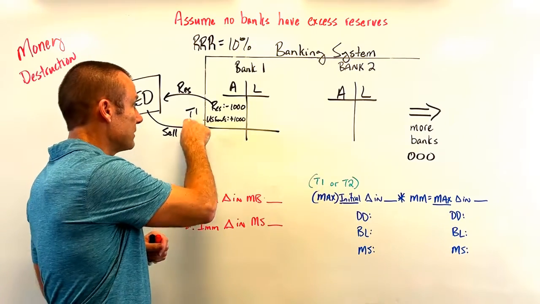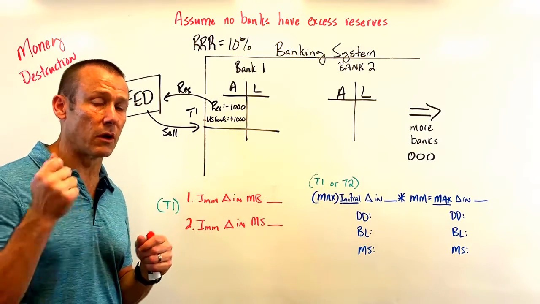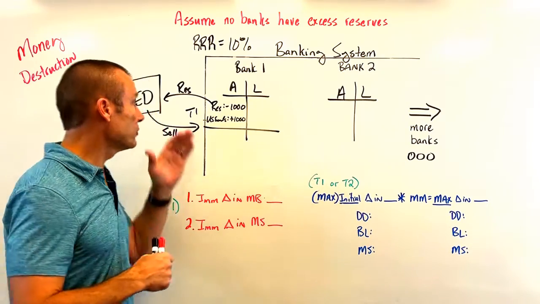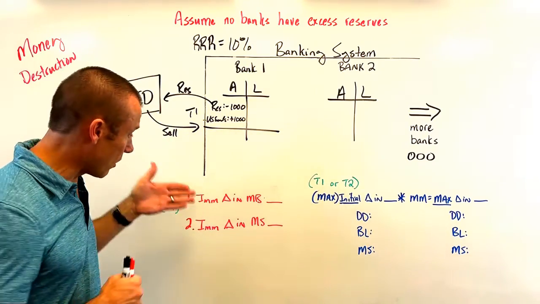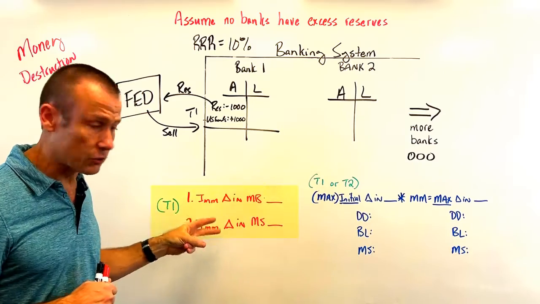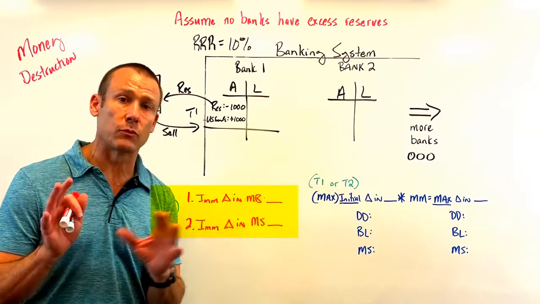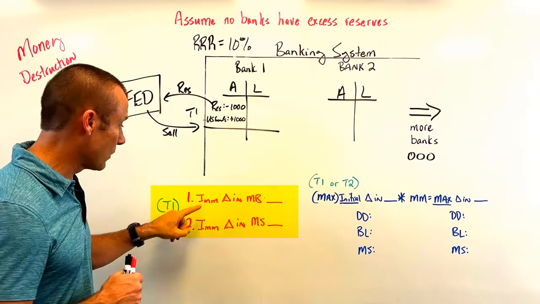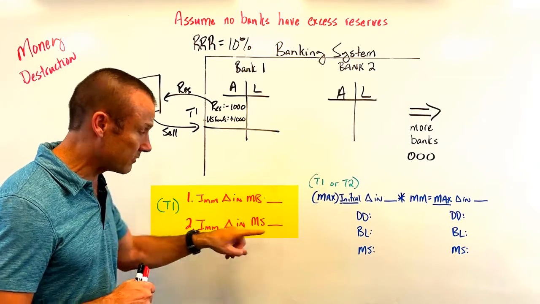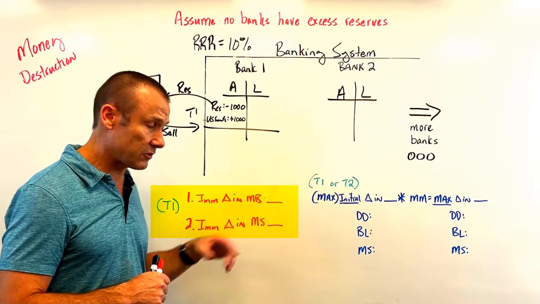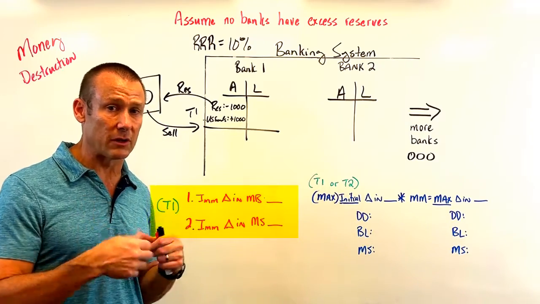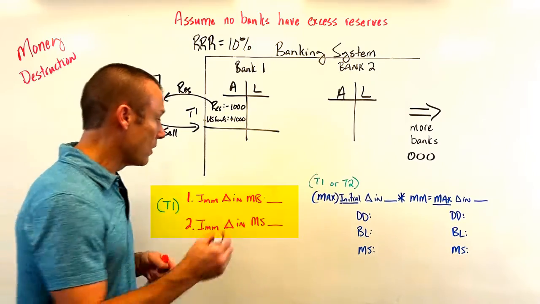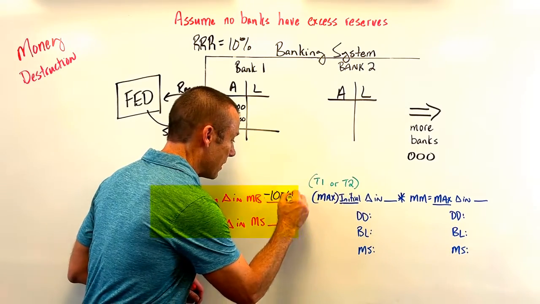Now again, this is T1, transaction one of this scenario, the scenario being an open market sale. Once you do T1, guys, you are ready to answer the first two of the big 8 questions we need to be able to answer regarding any scenario out there: immediate change in the monetary base and immediate change in the money supply. Was there an immediate change in the monetary base? Heck yeah, that's what we've just been talking about. We lowered the monetary base by $1,000, so it went down by $1,000.